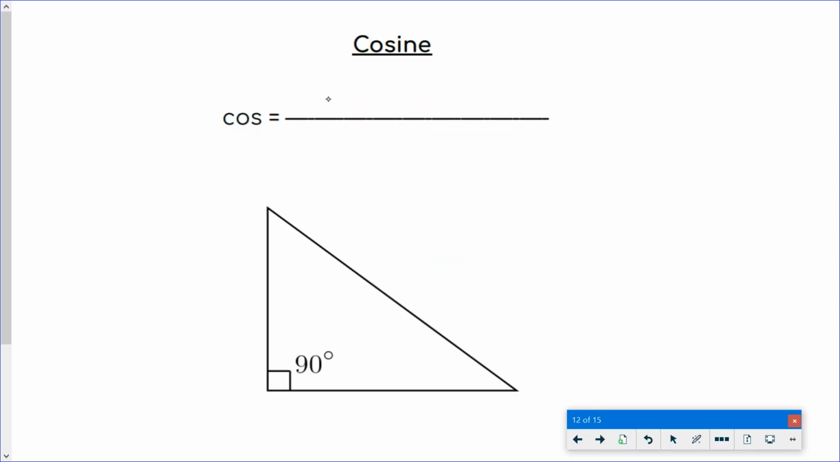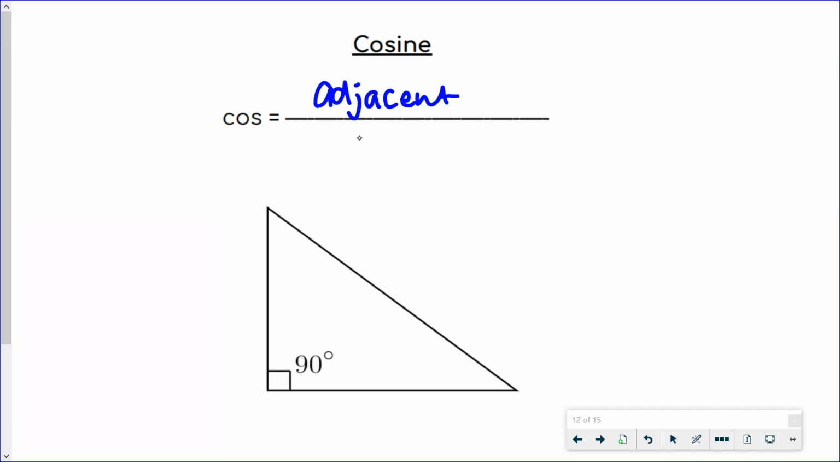The next function that I have is cosine. Cosine is similar to sine. This time we have our adjacent side on top divided by our hypotenuse.